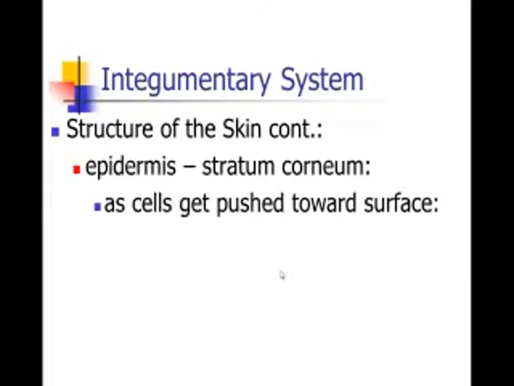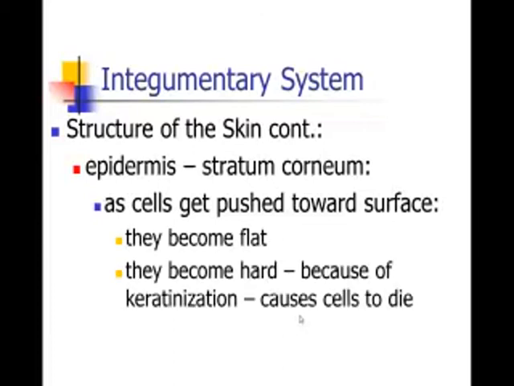And we start with the stratum corneum. So cells are generated in the basal stratum and gradually are pushed toward the surface. And as they do that, they become flattened. They also become hard. And they become hard because keratin, a protein, becomes incorporated into the cells. And this keratin does a couple of things. One is that it causes the cell to die, but it also makes it waterproof.